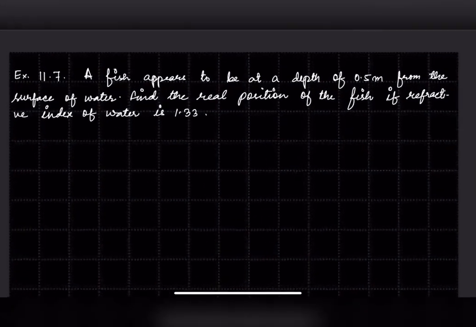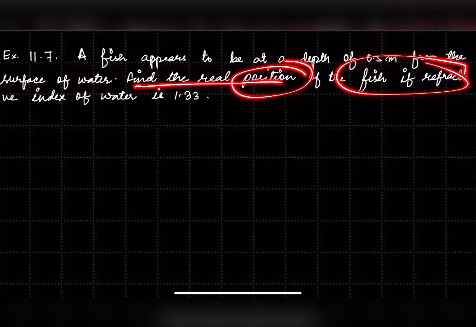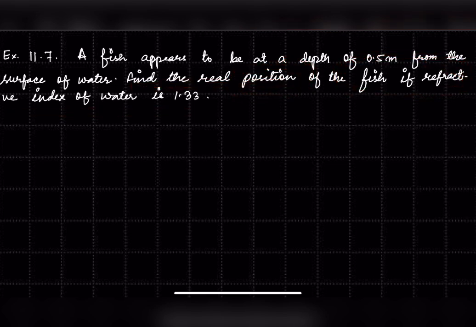Here we have example number 11.7. The question is, what does the question say? A fish appears to be at the depth of 0.5 meter from the surface of water. Find the real position of the fish if the refractive index of the water is 1.33. It's a very simple question.